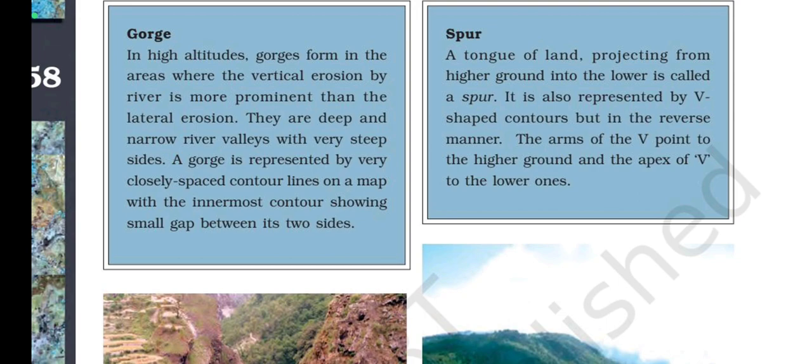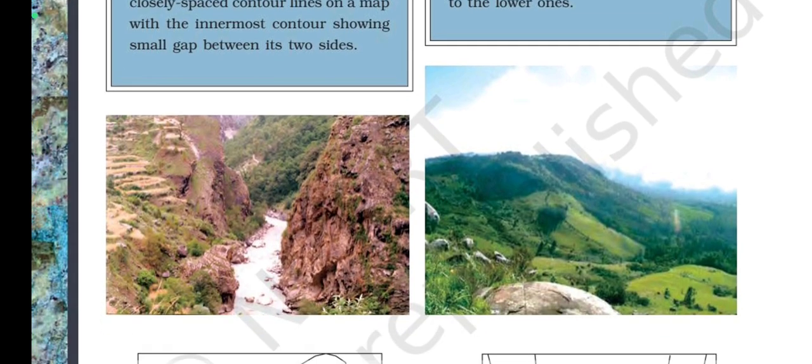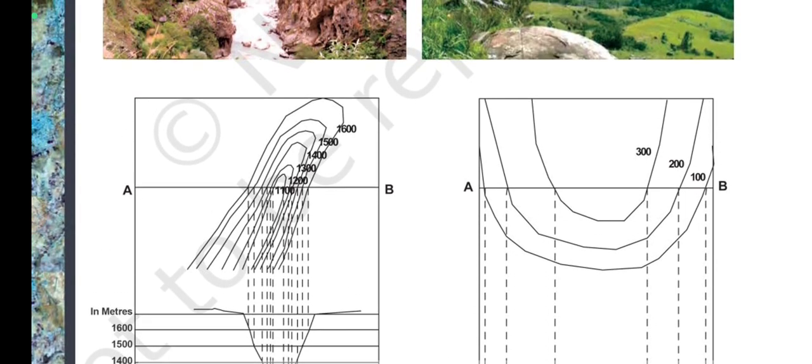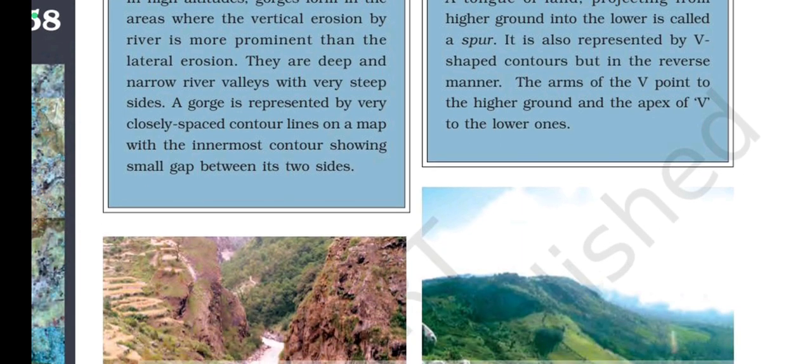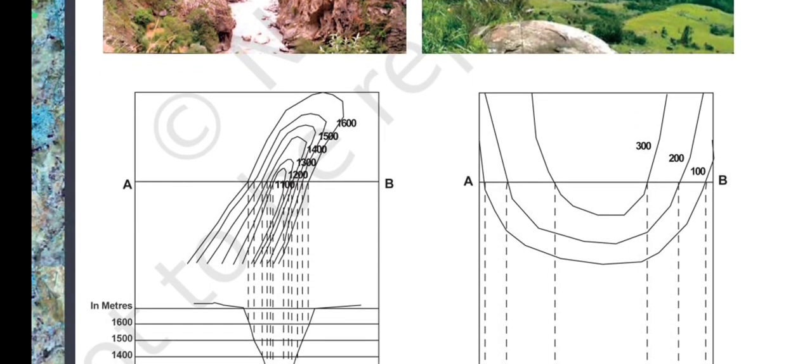Okay, so here the key is spur. A tongue of land projecting from higher ground into the lower is called a spur. It is also represented by V-shaped contours, but in the reverse manner. So definitely it is not a V-shaped valley, right? First thing, you can ignore that point. This is not a V-shaped valley. Remember the definition of a spur: a tongue of land projecting from higher ground into the lower. And just note this key, it's like a plateau, more or less the same as a plateau.